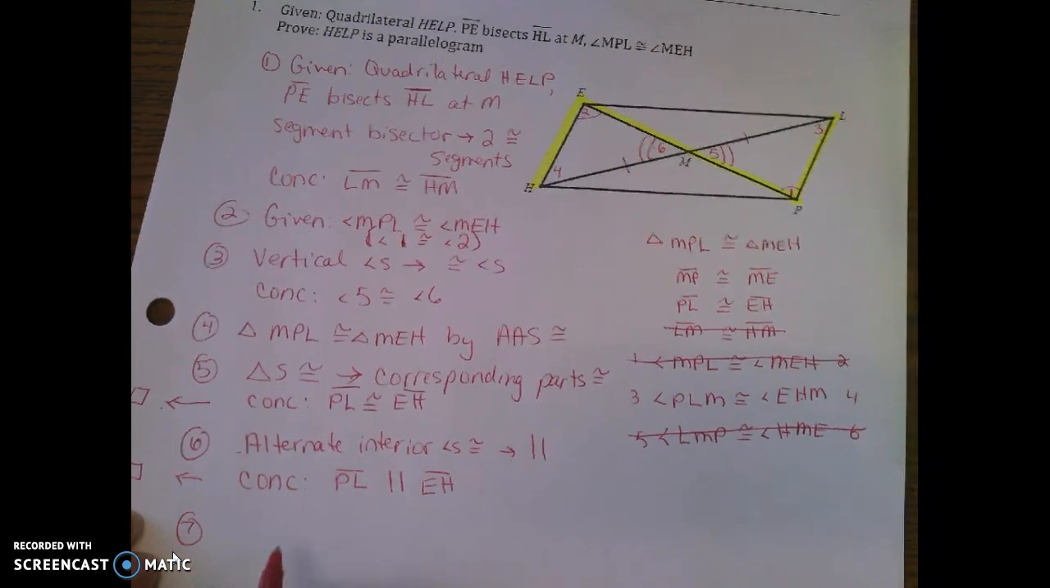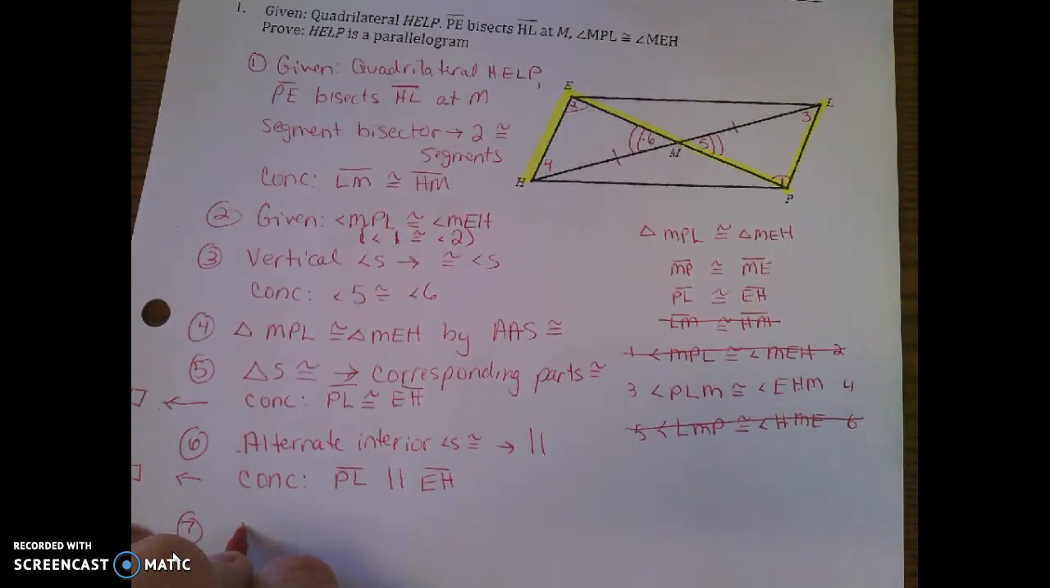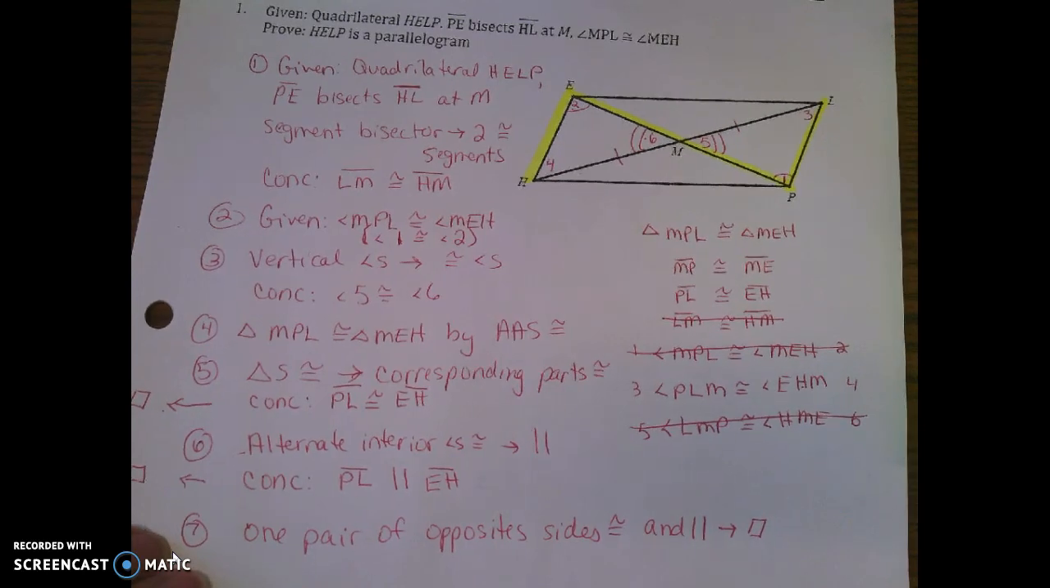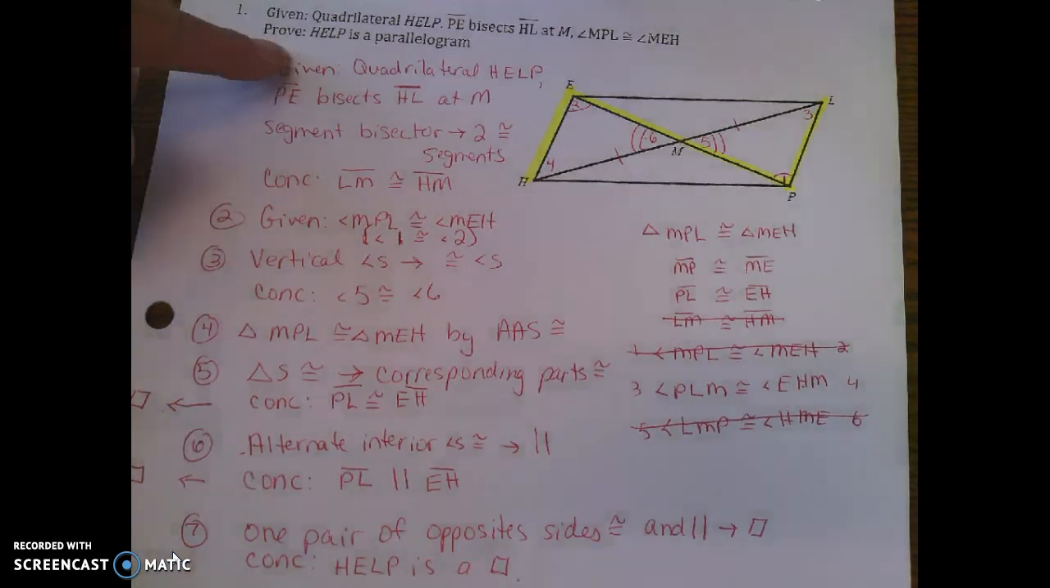So final and last step, I now can say if one pair of opposite sides are congruent and parallel, then I have a parallelogram. Remember, that's my symbol for parallelogram. So now I can make the conclusion that HELP is a parallelogram. That's what I wanted to prove.